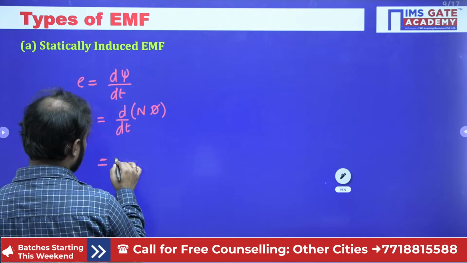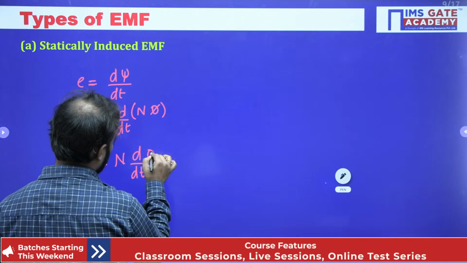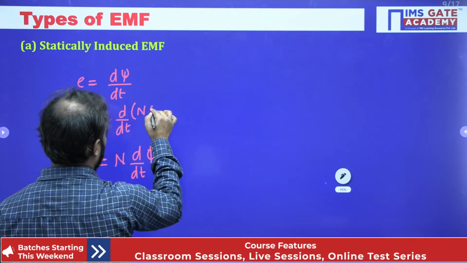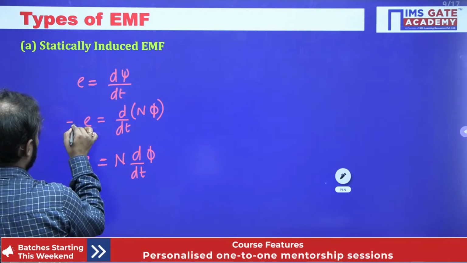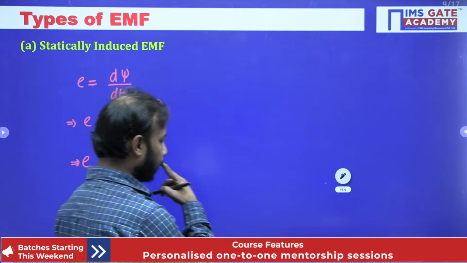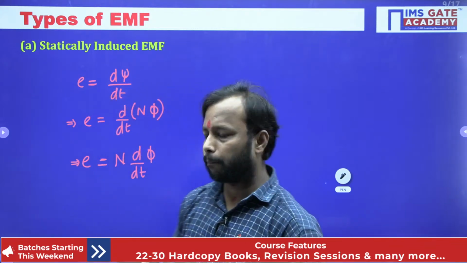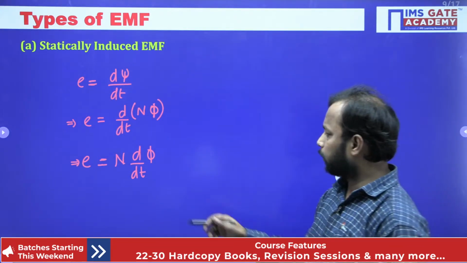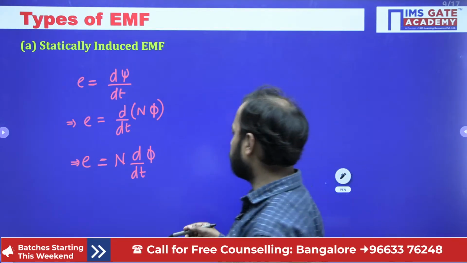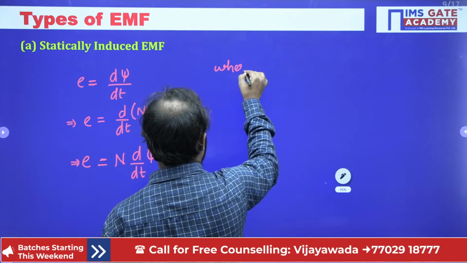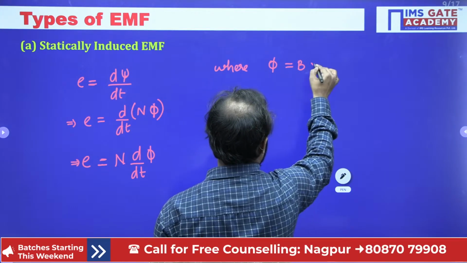So this N is constant. Let me take out of the derivative. So this will become N d by dt of phi. Okay, this is phi symbol. So this is the EMF equation. Done. All right. Now in the transformer, basically in general term, this flux is basically what? Magnetic field density into area, where phi is magnetic field density into area.